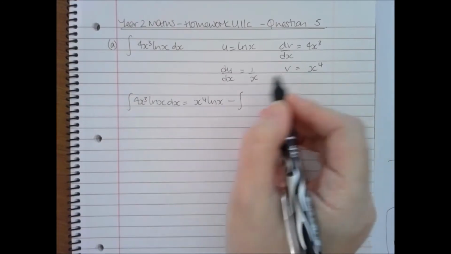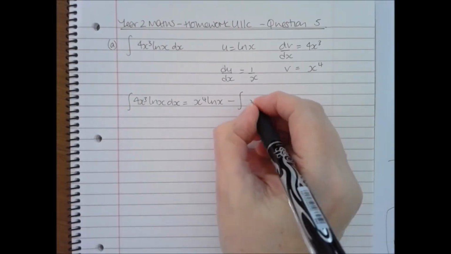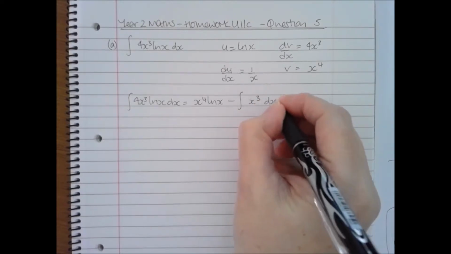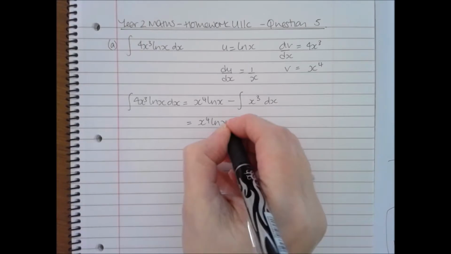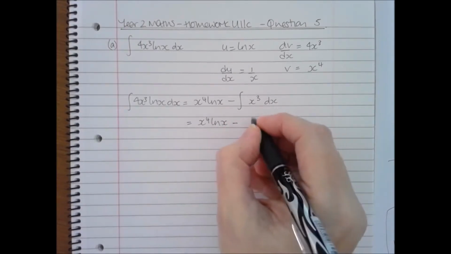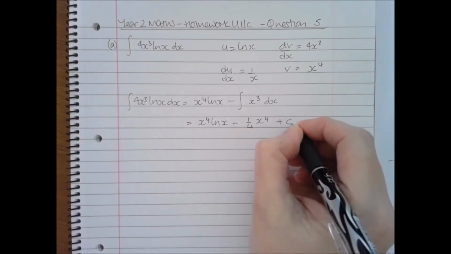These two multiply together. Well, 1 over x times x to the 4 is x cubed. So when we integrate this, we get x to the 4 natural log of x minus a quarter x to the 4 plus a constant.